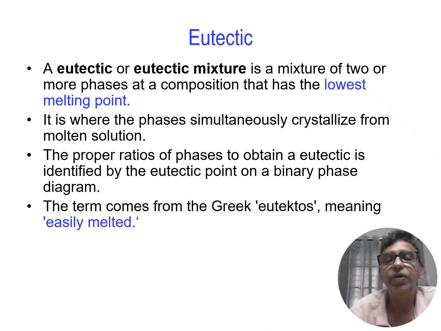Eutectic, or eutectic mixture, is a mixture of two or more phases at a composition that has the lowest melting point. It is where the phases simultaneously crystallize from molten solution. The proper ratios of phases to obtain a eutectic are identified by the eutectic point on a binary phase diagram. The term comes from the Greek eutectos, meaning easily melted.